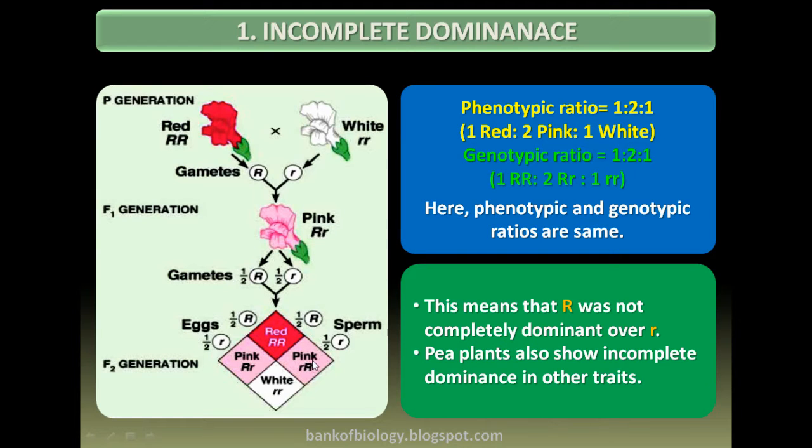And the genotypic ratio is also 1:2:1. So in incomplete dominance, the genotypic ratio is equal to the phenotypic ratio, and it means that capital R, the dominant allele for flower color, was not completely dominant over small r. Pea plants also show incomplete dominance in other traits, and it was by chance that those traits were not selected by Mendel.